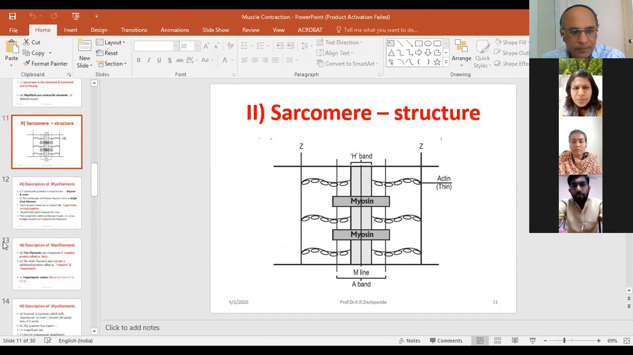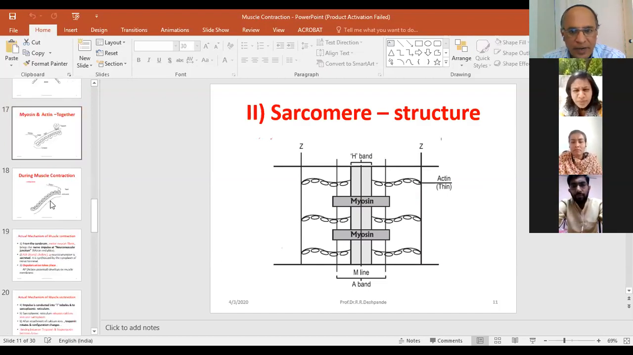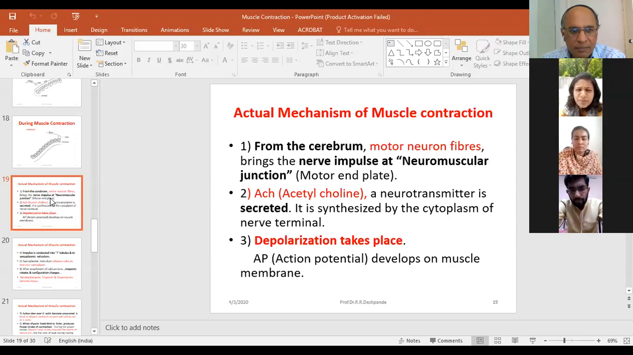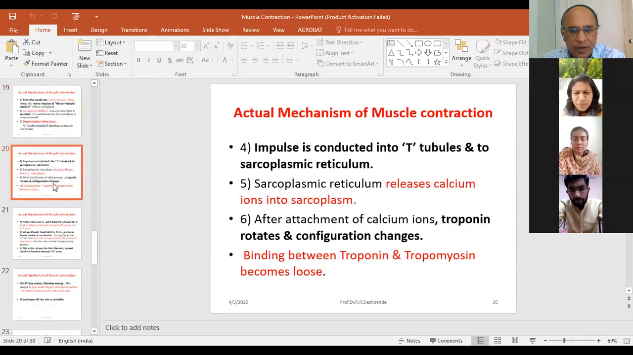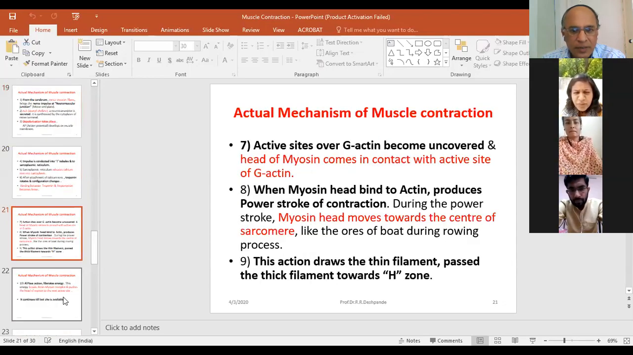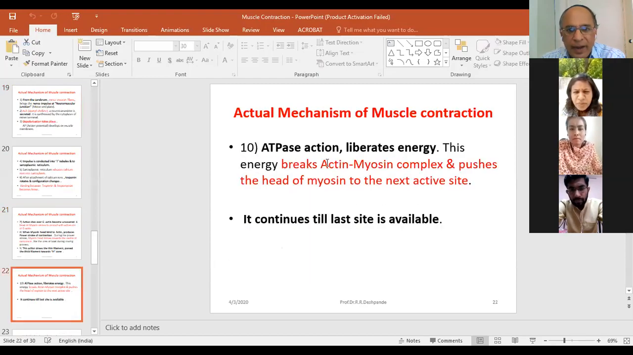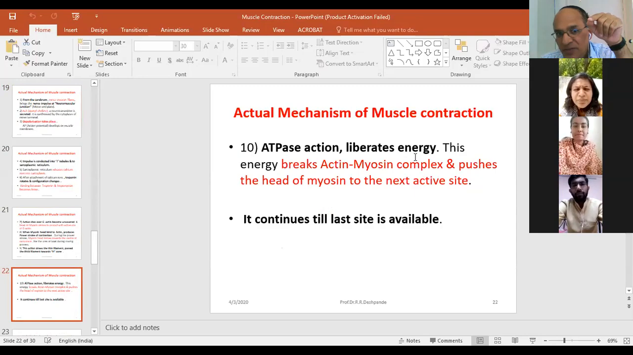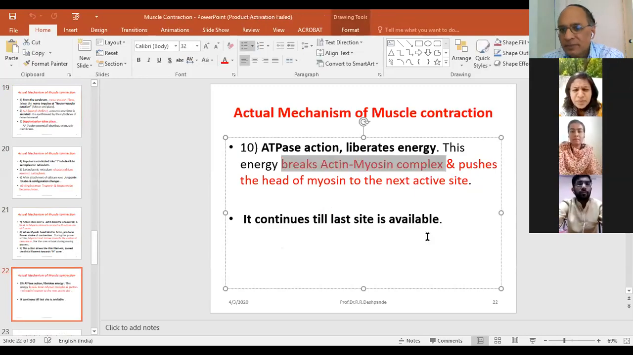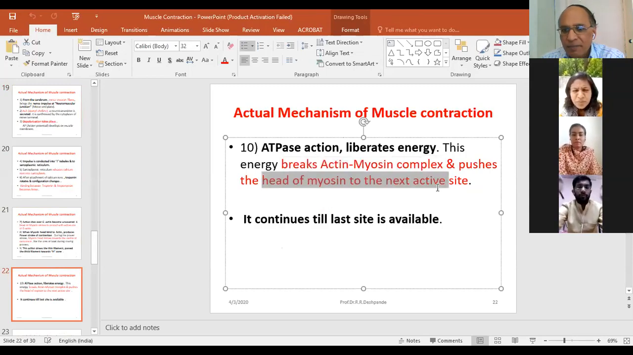Okay. Now, you remember the slide number? I think we have conducted this. This is also complete. Now, ATP liberates energy. Remember who is giving the energy? ATP. ATP molecules are there in the muscles. They break the actin-myosin complex and push the head of the myosin to the next site.